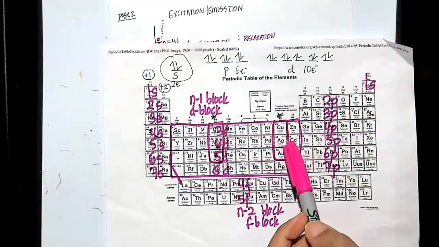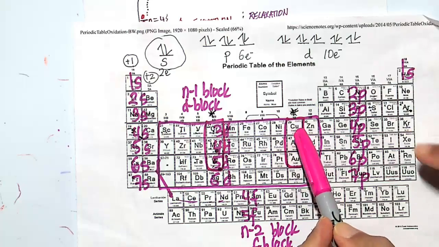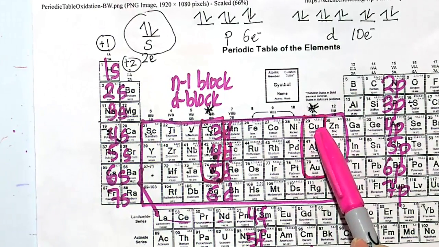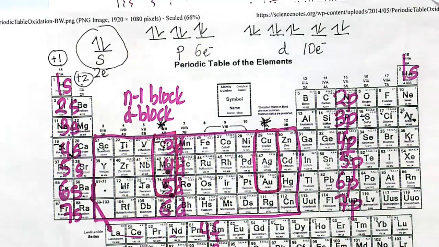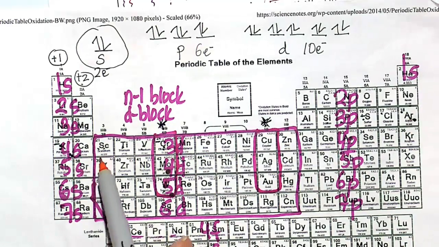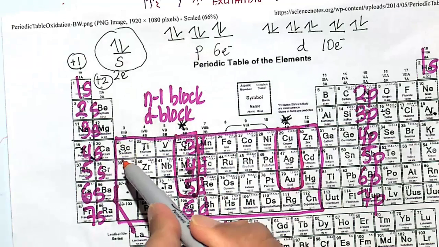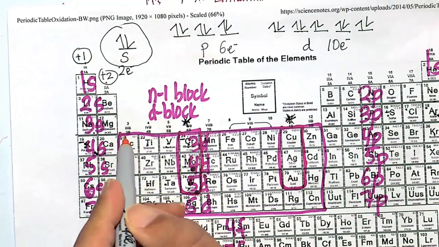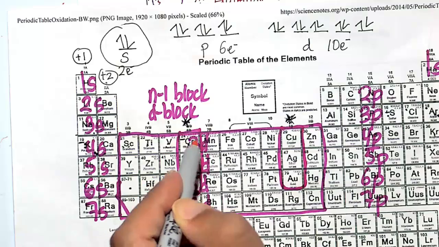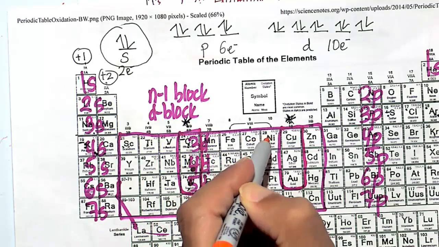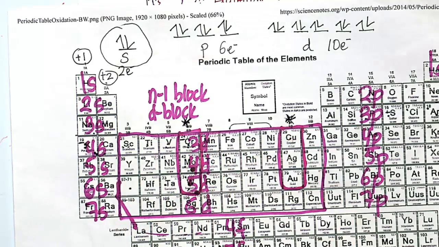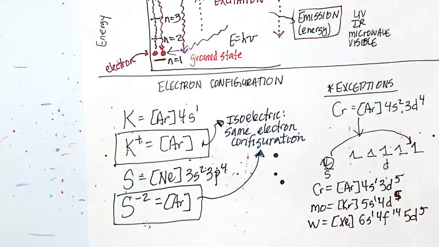So let's look at copper for a second. Copper has 29 electrons, so it's going to be argon 4s2, then 3d1, 3d2, 3d3, 3d4, 3d5, 3d6, 3d7, 3d8, 3d9. Okay, so copper would be argon 4s2, 3d9.